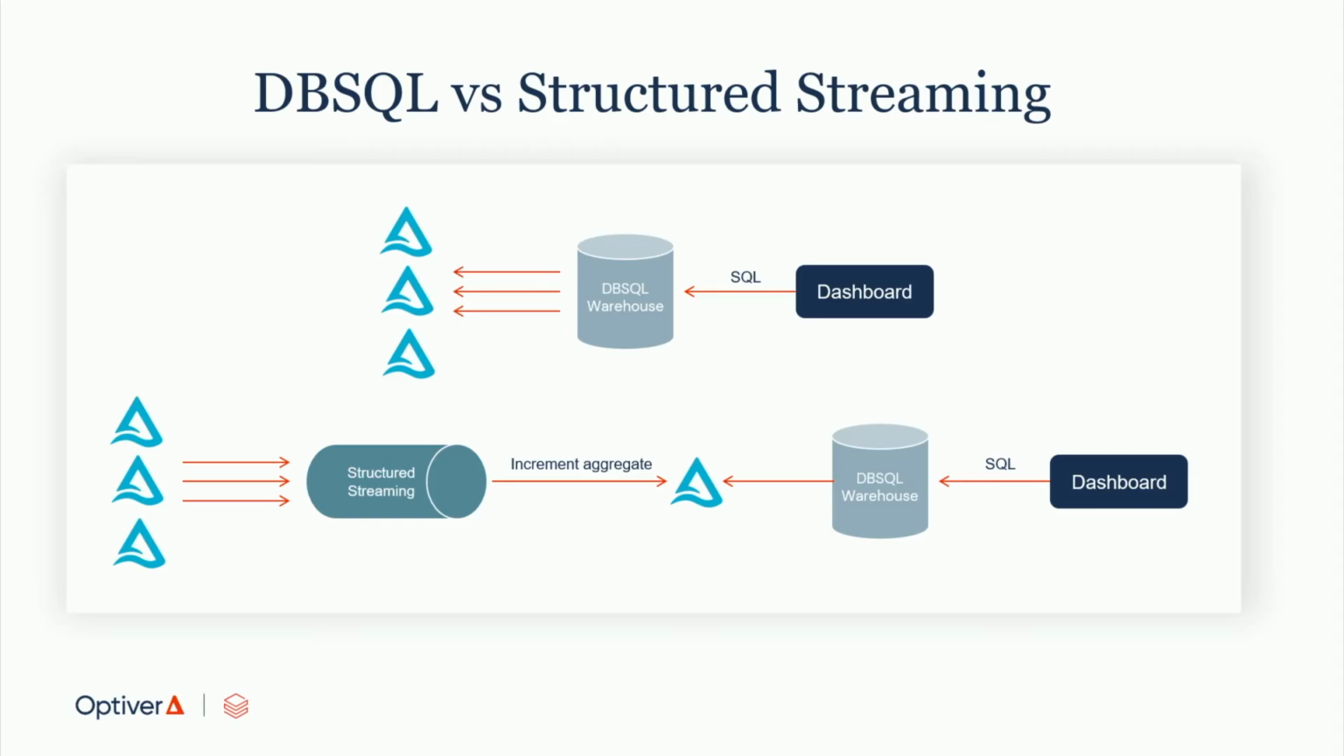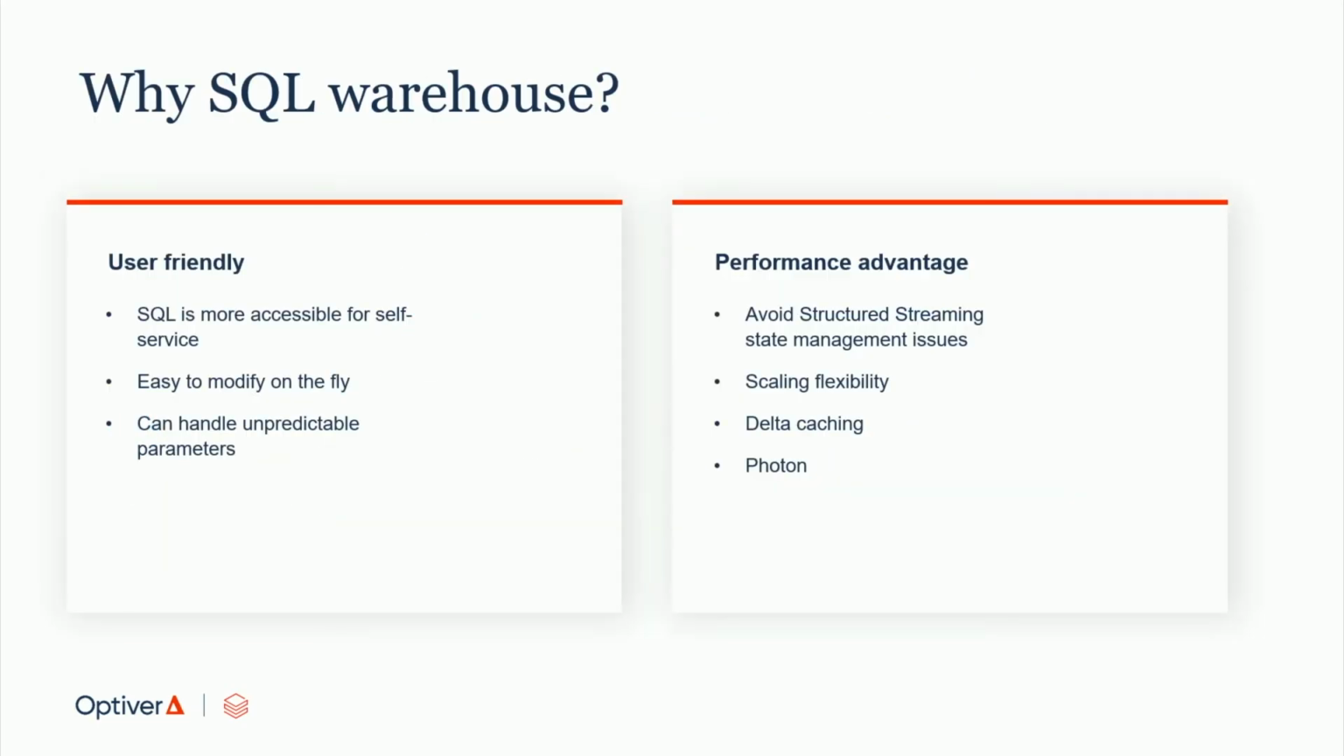However, in the end, we actually decided to go with the first option, which is seemingly more naive. Let me explain why. There were two main reasons for this. The first reason is user friendliness. One of our main goals for this project is to help users self-serve. Having SQL as an interface is a lot easier for our traders and researchers to adopt compared to asking them to manage a few dozen structured streaming pipelines.